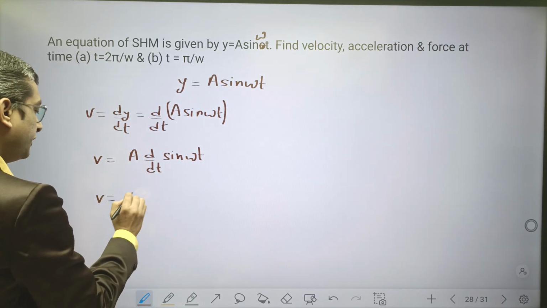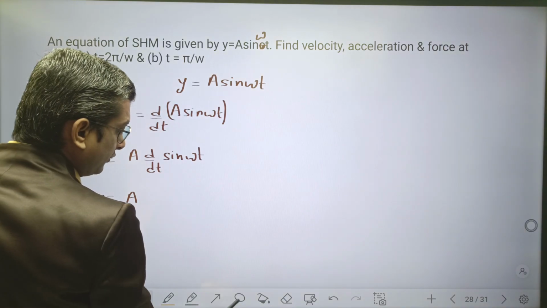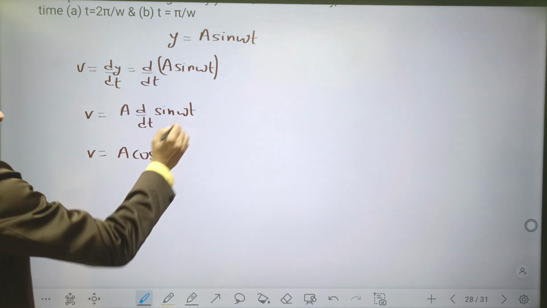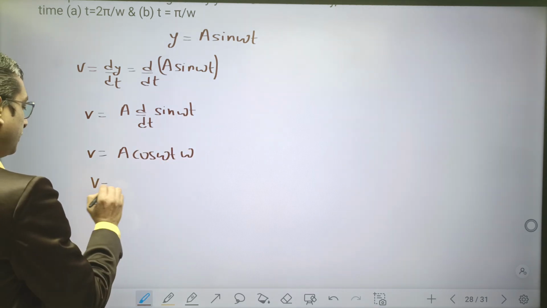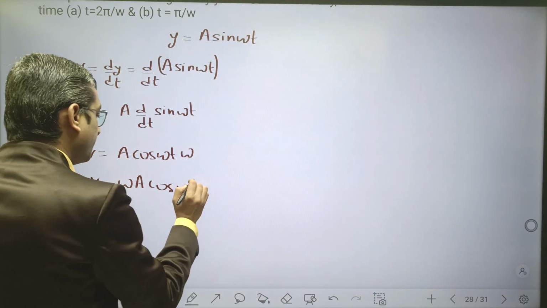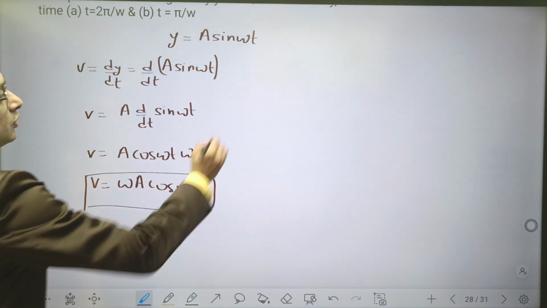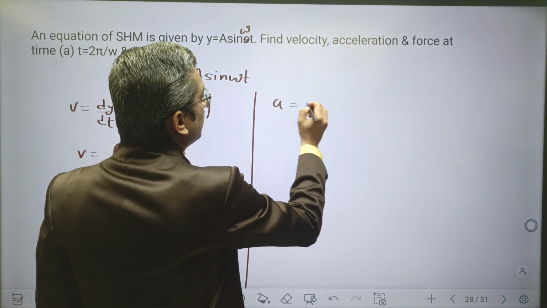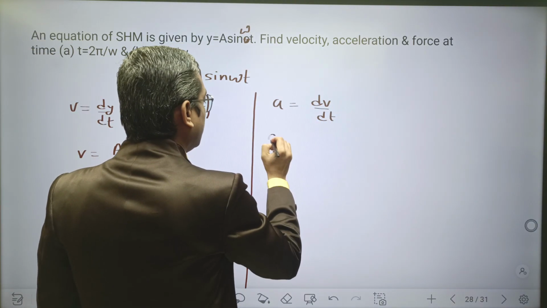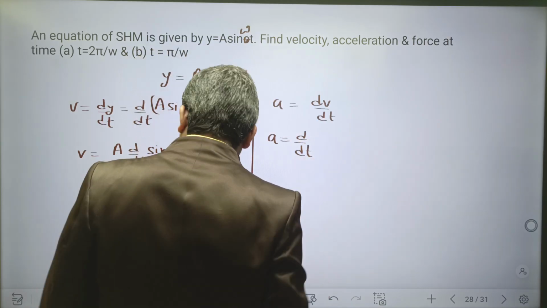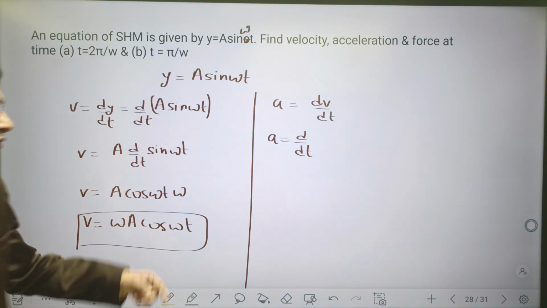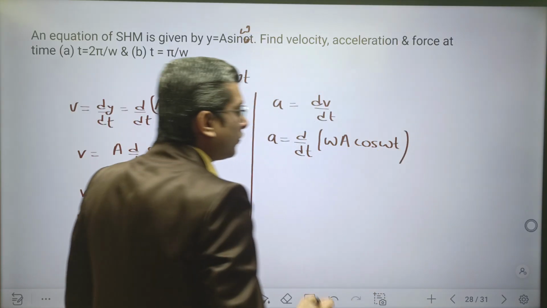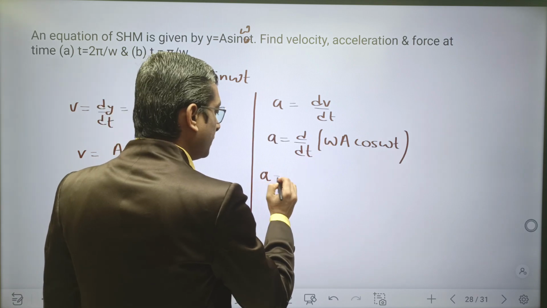Here the first function is sine, so the differentiation of sine is cos omega t, and the second function is omega t, so differentiating it gives omega. So v is equal to omega a cos omega t. So here we got the expression for v, isn't it? Now find the expression for a. What is acceleration? Acceleration is given by dv by dt. So acceleration is d by dt of this v, that is omega a cos omega t. For a given SHM, amplitude and angular frequency omega are constant, so take them outside.